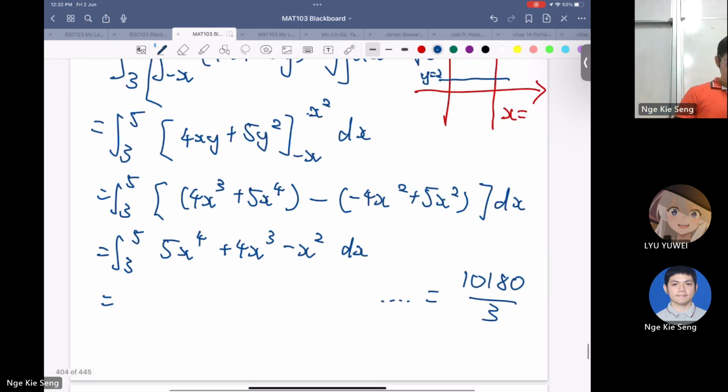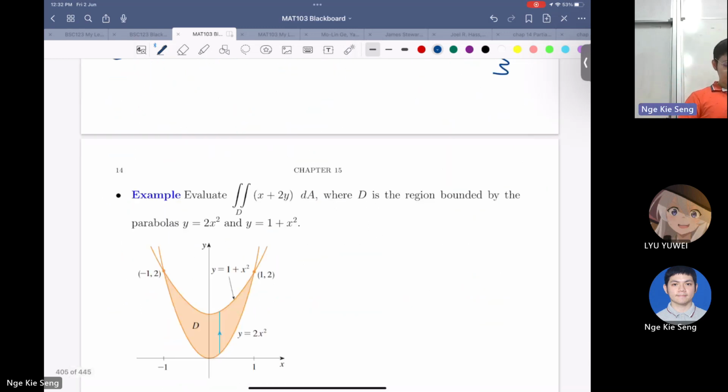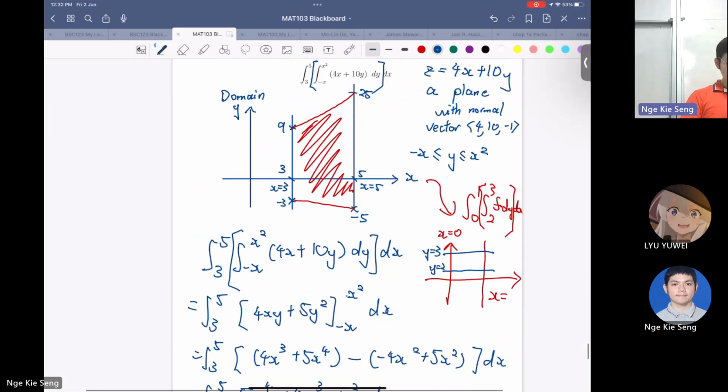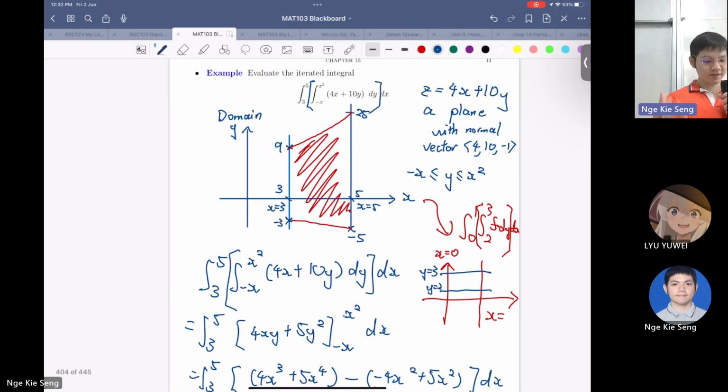Okay, so let's try another example. Wait, let's come back to here. Just now Zixian asked about volume, right? So where's the volume here? Where's the volume? Can you see volume from the picture or not? Can you see volume from the picture?